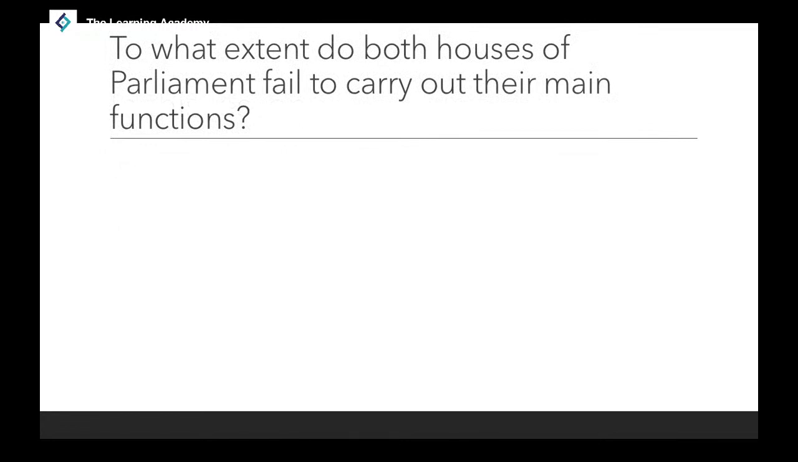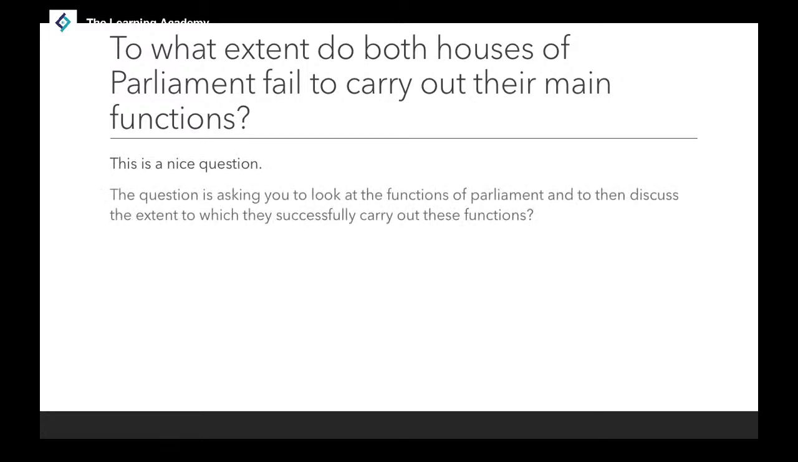So the first of the questions is, to what extent do both houses of Parliament fail to carry out their main functions? Now, this is a nice question, I would argue. The first thing you should be thinking when you have this question is, one, what are the functions of Parliament? And then the second is, now I've listed these functions, to what extent do the Houses of Parliament carry out these functions? Are they any good, or do they fail at carrying out these functions? That's what we're going to look at here.